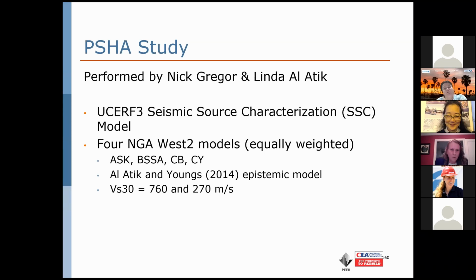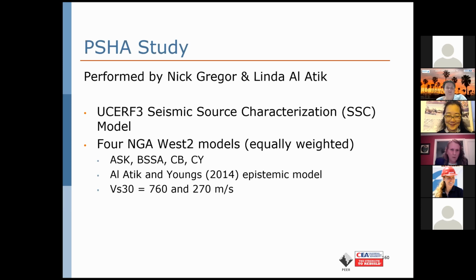We used 4 NGA West 2 models, equally weighted. As you can see, we're missing the Idriss ground motion model, mainly because that one doesn't apply to the 270 meters per second for the softer soil condition. And we wanted to have consistency between the 2 site conditions. So we decided to only use these 4 ground motion models, which is fine because 4 is better than less than that.